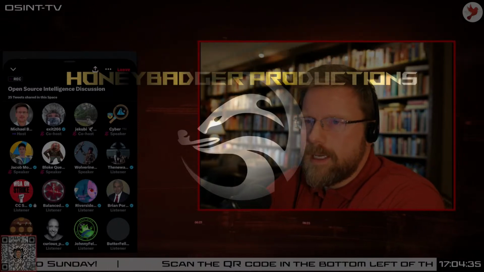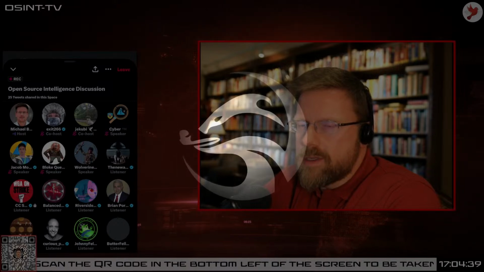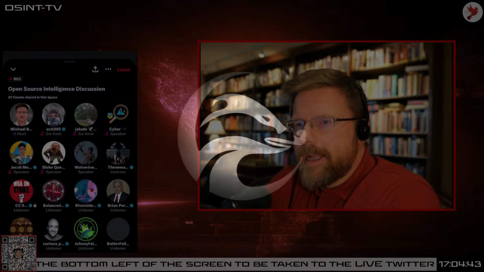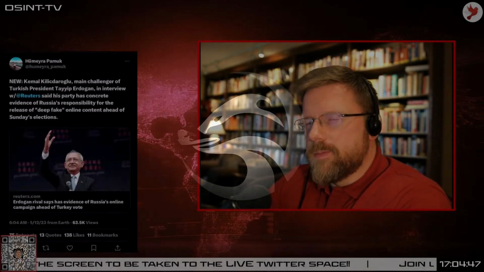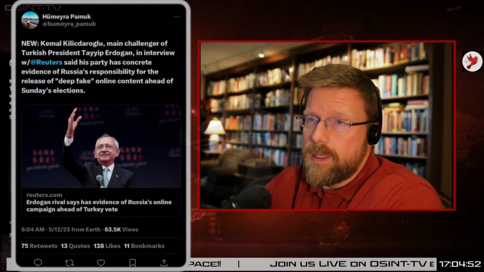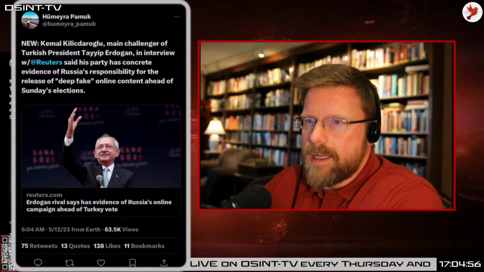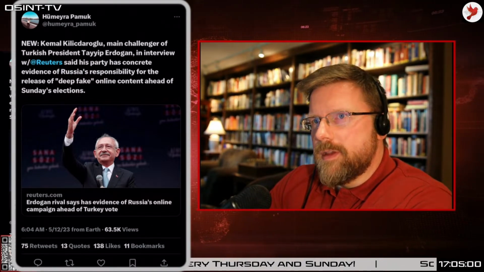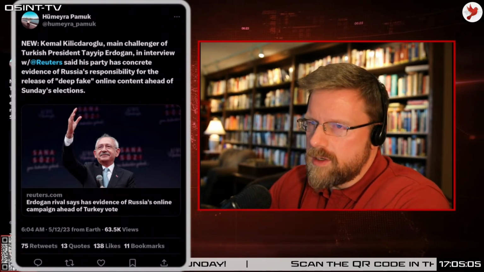So the fourth item was the fact that the opposition candidate Kılıçdaroğlu had come out and offered essentially a warning to the Russians to say, don't interfere in the election. We have proof that you have been, by developing fake materials. So that fourth item is just news coverage of that from Reuters. But then in response to that, the Russians said, no, we're not interfering at all.